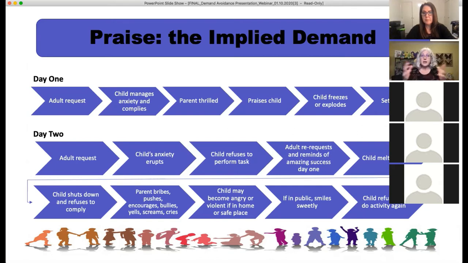Now, then the next day, next time comes along, you make that request again. Can you apologize to your mum for the way you spoke to her? Then they erupt. They refuse to perform the task. Then you start reminding and re-requesting. You go through its successes and how much it helped. And then they melt down, they shut down, they refuse to comply. Then we as parents go into the bribe, cajole, bribery, corruption and manipulation pathway that we go down. Kid melts down. Often, if it's in a public place, you won't get the meltdown until you get home. They'll smile sweetly and be totally passive aggressive. And then they'll refuse to do the activity again.